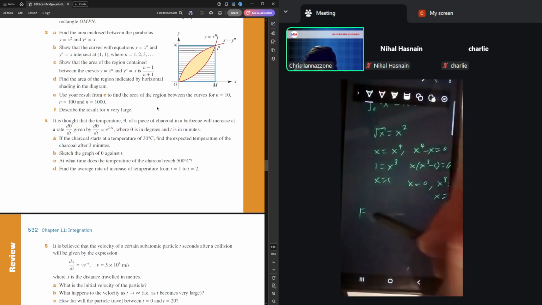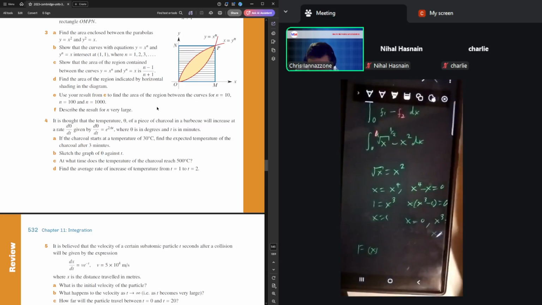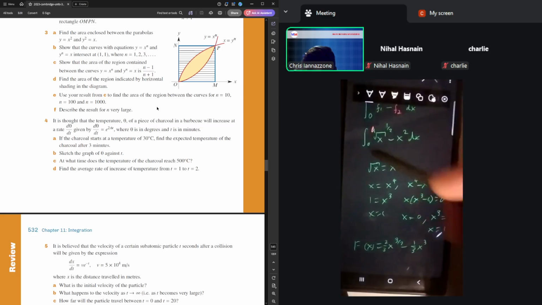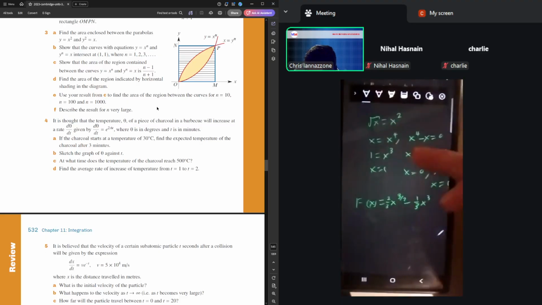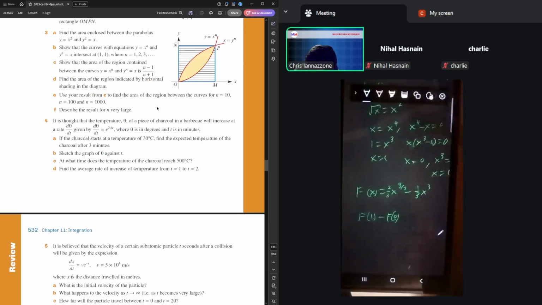So, antiderivative. First things first, rewrite this as a power of a half so we know a bit better how that antiderivative actually works. Raise the power to 3 on 2, divide by the power, and same thing over here, divide by the raised power. From there, definite integral from 0 to 1. So let's do that. Capital F of 1 minus capital F of 0.